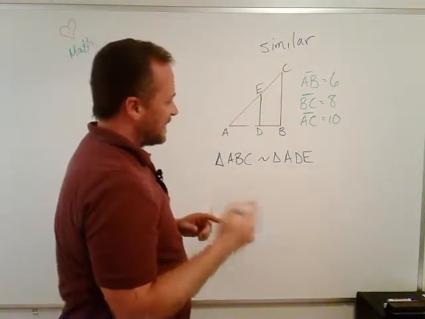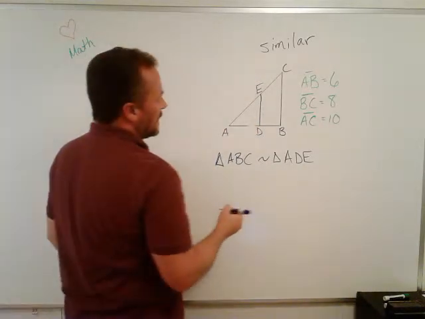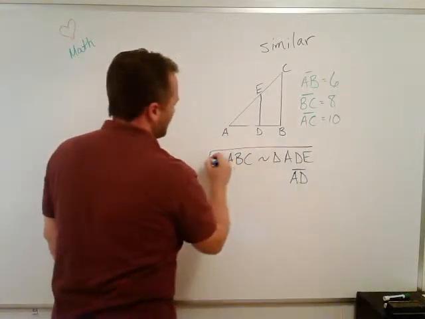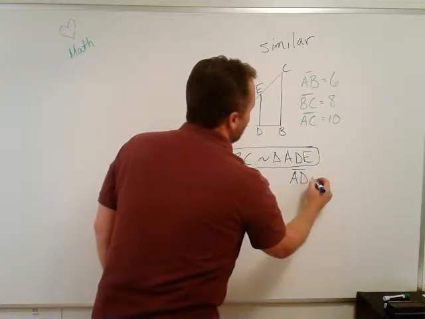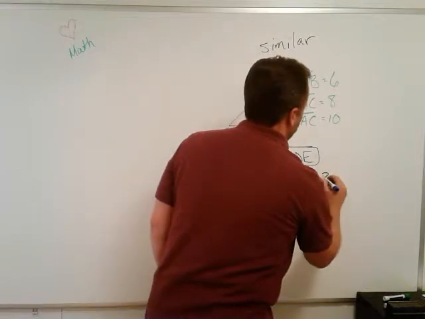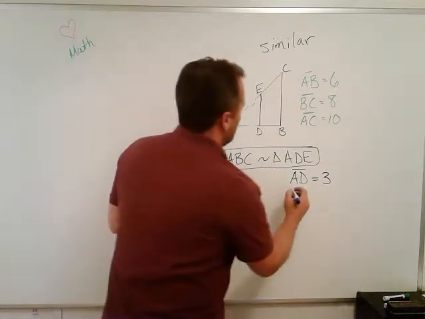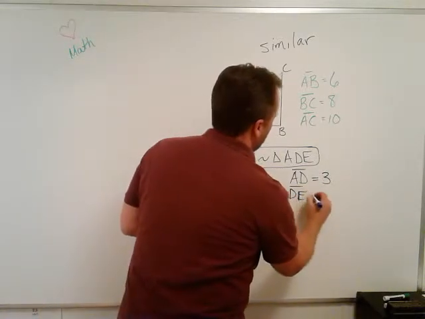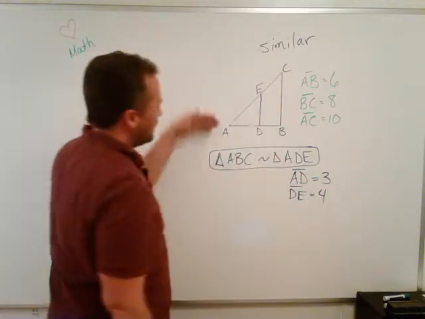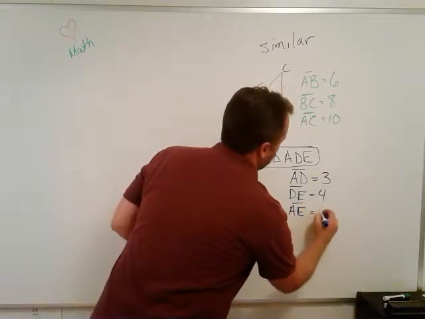The little triangle inside has measurements of, well, here's AD. Let me kind of block this off so it doesn't get in the way. AD has a measurement of 3. DE, which is cutting this thing pretty much in half, DE has a measurement of 4. And finally, AE, right here, has a measurement of 5.